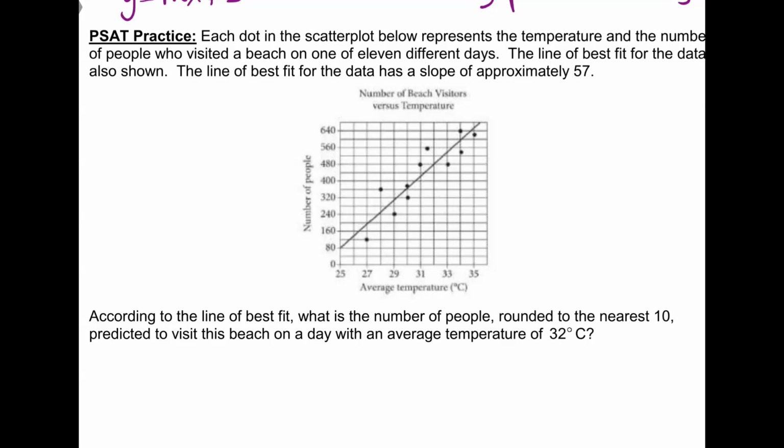Each dot in the scatter plot below represents the temperature and number of people who visit a beach on one of 11 different days. The line of best fit for the data is also shown. The slope is 57. According to the line of best fit, what is the number of people rounded to the nearest 10 predicted to visit this beach on a day with an average temperature of 32 Celsius? So where do I see 32 Celsius? How many people do you think it is? All right, think to yourself. I'll give you 5 seconds to look at the graph.